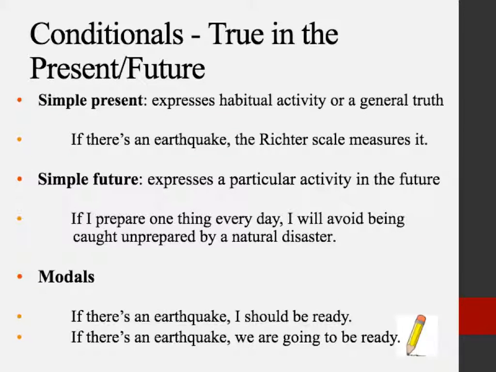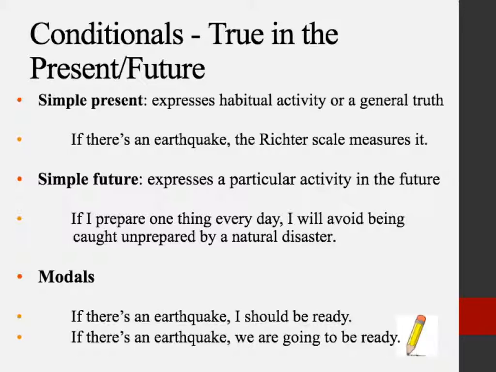If both the if clause and the main clause are in the simple present, then this expresses a habitual activity or situation. The example sentence, "If there's an earthquake, the Richter scale measures it," expresses a general truth. If you remember back to the lesson on verb tenses, a verb in the present tense refers to habitual actions and general truths, so this conditional is a reflection of that definition.